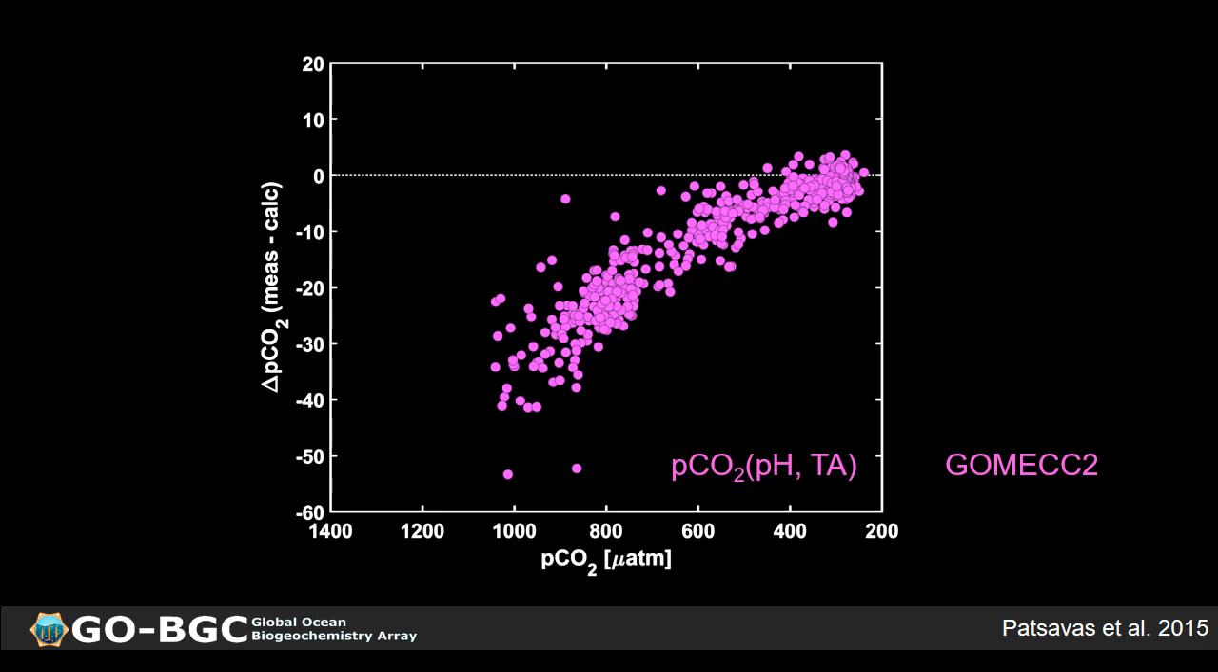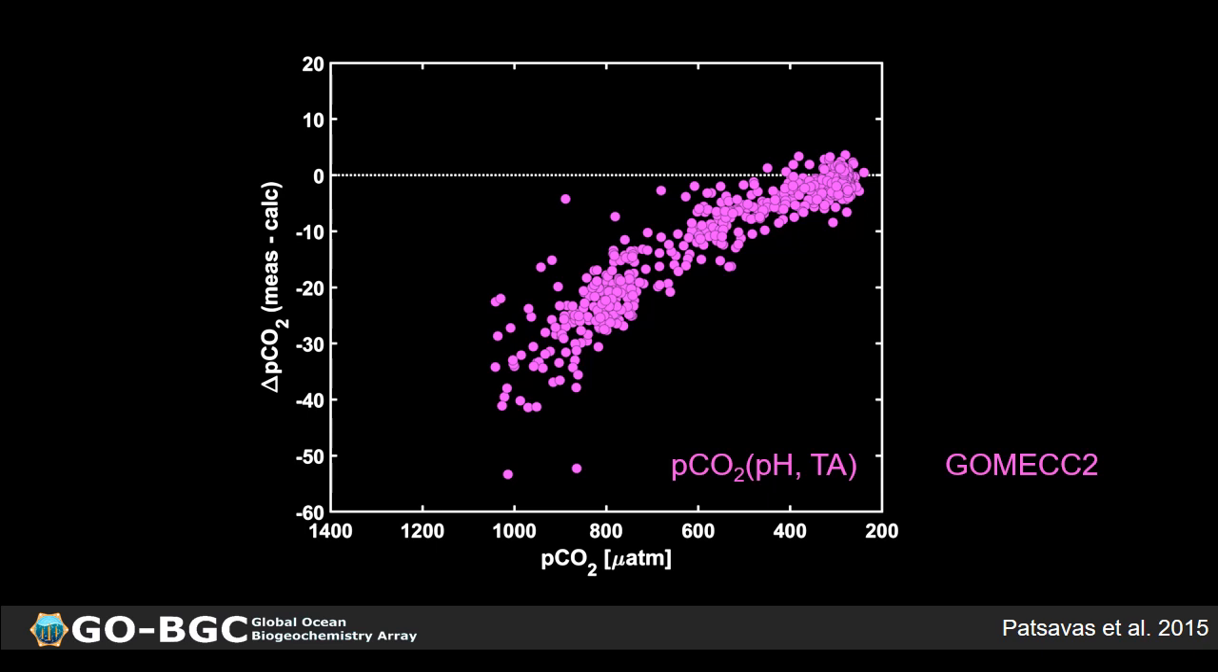And the points in pink show PCO2 that's calculated from directly measured pH using spectrophotometric approaches using purified m-cresol purple and alkalinity. And this data comes from the GOMECC-2 cruise in the Gulf of Mexico and the east coast of the United States, presented in Patsavas et al.